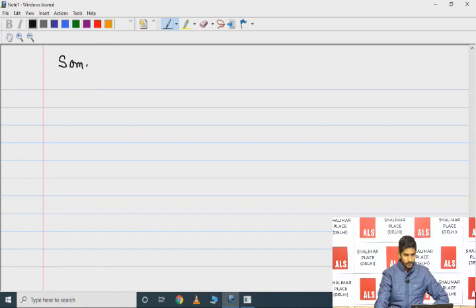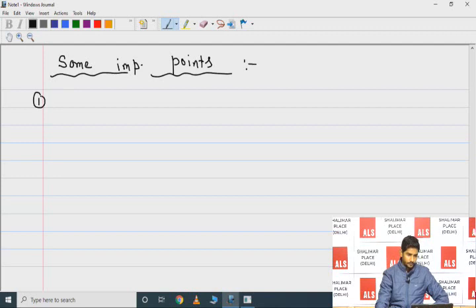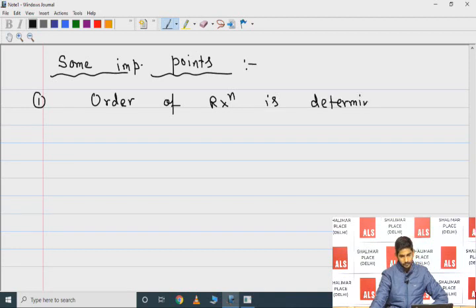Some important points regarding order of reaction. First, order of reaction is determined experimentally.